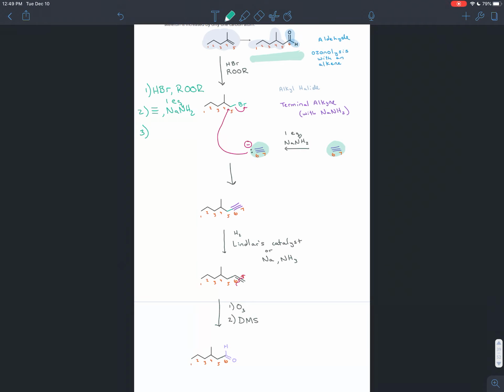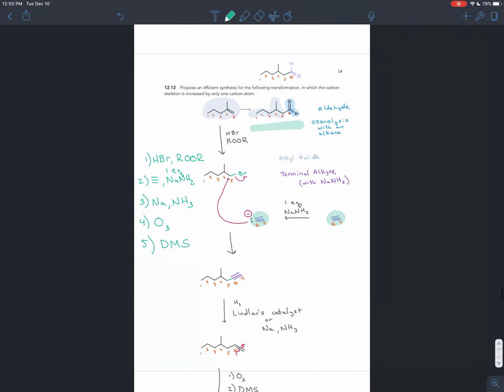Then you have to reduce it, let's use dissolving metal reduction, solid sodium in liquid ammonia. And once you have that alkene, you just do the ozonolysis to remove that one end carbon. That's a two-step procedure. When you're doing ozonolysis on an alkene, the first step is bubbling ozone gas through there, and the second step is treating it with some dimethyl sulfide. So overall, this recipe would accomplish this beautiful transformation.